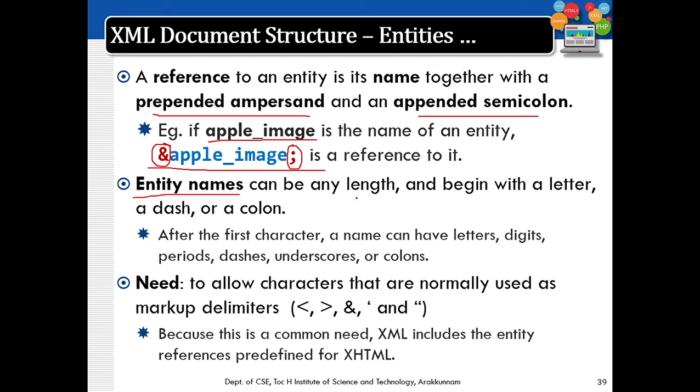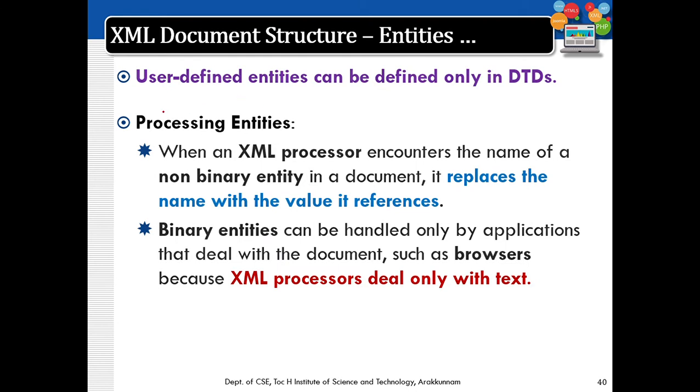Entity names can be of any length and the only condition is that they begin with a letter, an underscore or a colon. After the first character, a name can have letters, digits, periods, dashes, underscores or colons. These are the naming conventions. Then we have already discussed the predefined entities in the last part. DTDs can also use user-defined entities. We'll be seeing that while we learn DTDs.